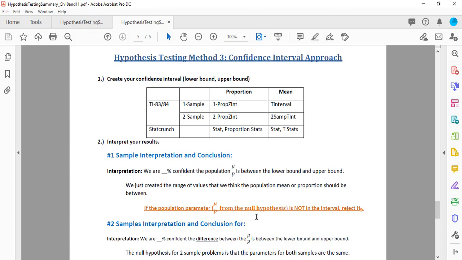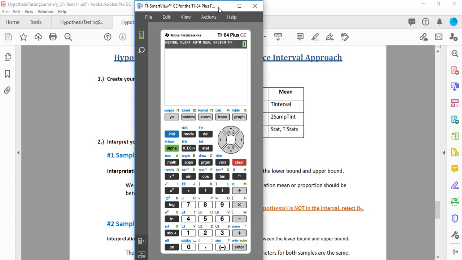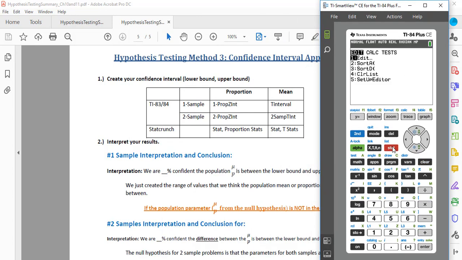If you are a graphing calculator person, then where you are going is under stat. You're going under tests. And then just like we did in chapter 9, T interval is when you have a 1 sample mean problem. 2 samp T int is when you have a 2 sample mean problem. So in our elementary statistics class, our assumption is always that we don't know what the population standard deviation is, and we use the sample values. And since we do that, we're working with the T distribution. So T interval and 2 samp T int.